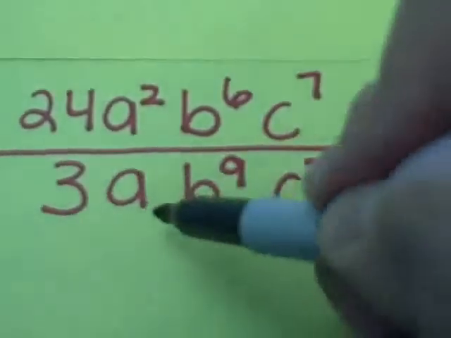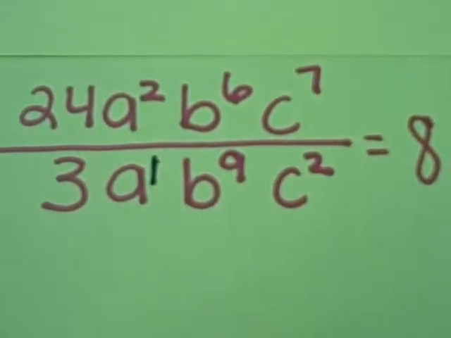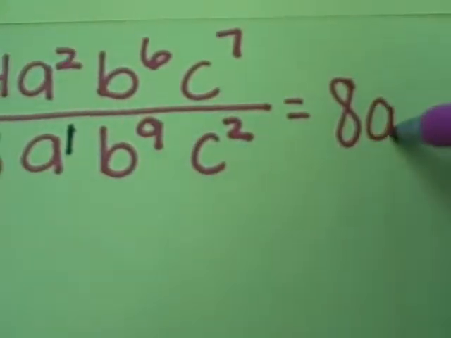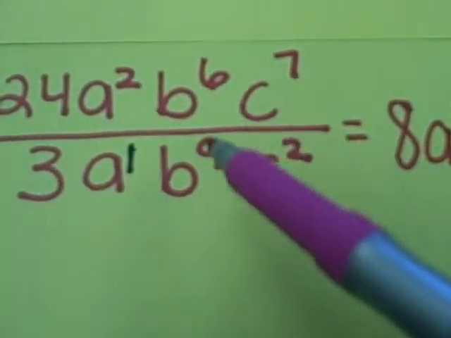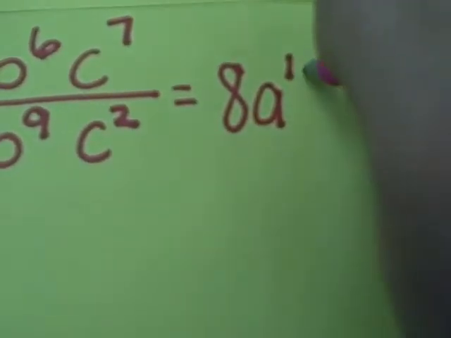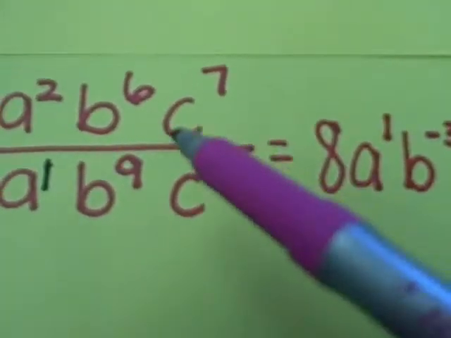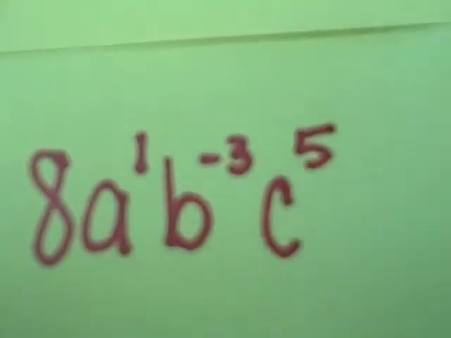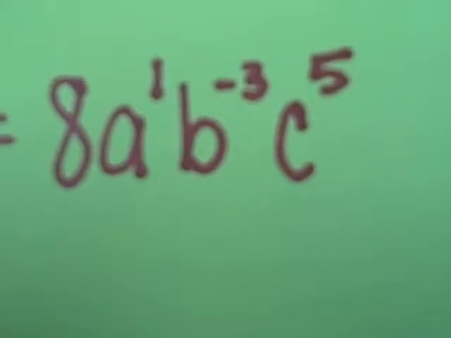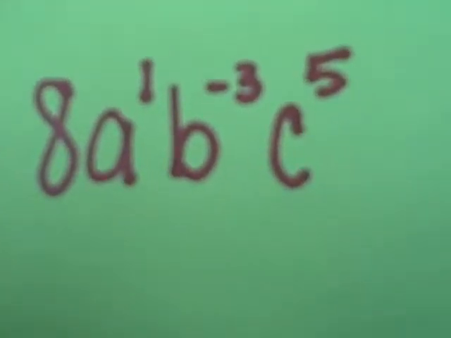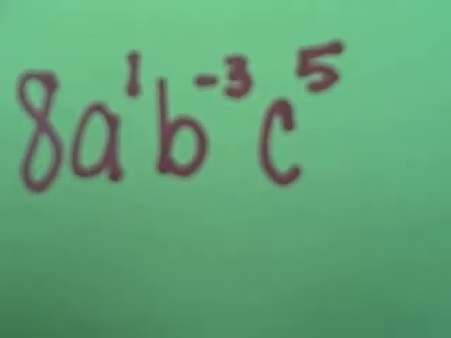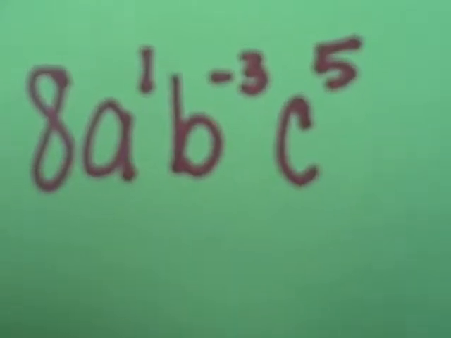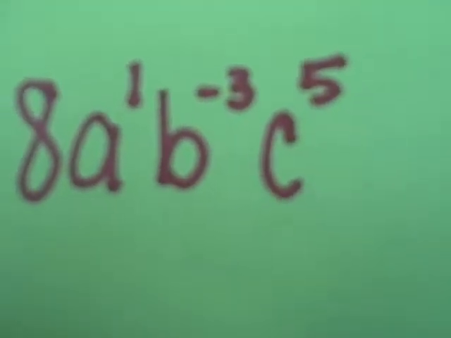We need to fill in our 1s if we have any. So there's a 1 right there, right? Because there was no exponent, it's automatically a 1. So 2 minus 1 is 1. 6 minus 9 is negative 3. And 7 minus 2 is 5. So the answer to example 3 is 8, a to the first, b to the negative 3, c to the 5th. At station 2, you'll learn what to do with negative exponents. If you've already been to station 2, then you could fix it now. If you haven't been to station 2, you'll learn about it then.